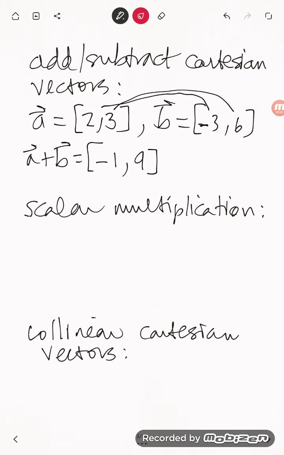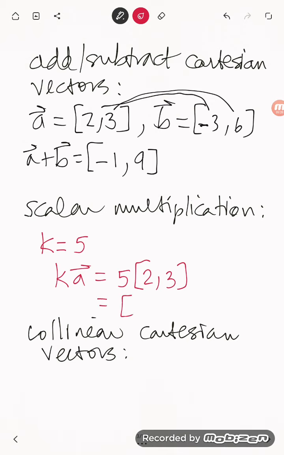Scalar multiplication. Again, with geometric vectors, we saw that if we multiply a geometric vector by a scalar, the magnitude will change, but the direction will not change. So it means the same thing here. The mechanics of doing it again are a little bit easier than with a geometric vector. So if we want to multiply vector A, for example, by scalar 5, then the vector KA will simply be 5 times vector A. And you can think of it as doing the distributive property. Basically, you multiply both components by the 5. So KA would be (10, 15).